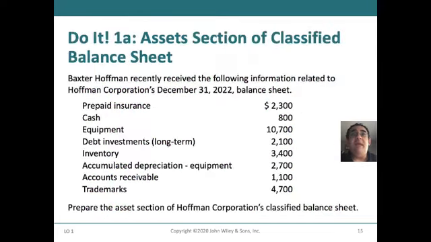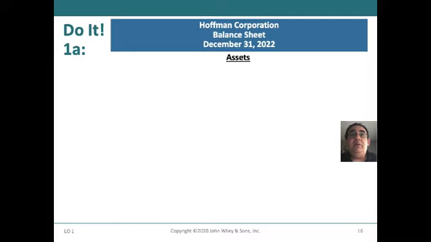So let's get into an example now where, similar to what we did in video 1, we have a group of accounts or items that we'll classify into a classified balance sheet. So Baxter has these accounts that include prepaid insurance, cash, equipment, debt investments, inventory, accumulated depreciation for equipment, accounts receivable, and trademarks. So to turn this into a balance sheet, of course, we will start with the correct title. So Hoffman Corporation, balance sheet at December 31st, 2022.